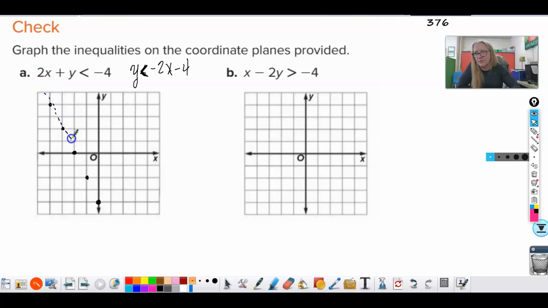I can't even draw a straight dotted line. Oh my gosh, this looks like a ski slope or something. It's a nice negative, right?